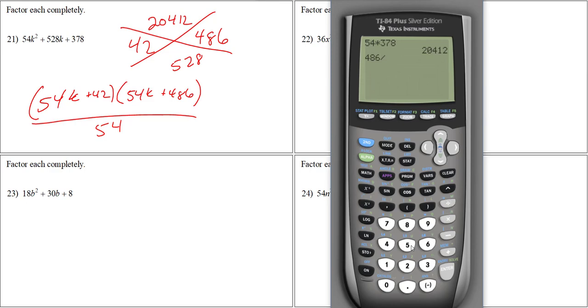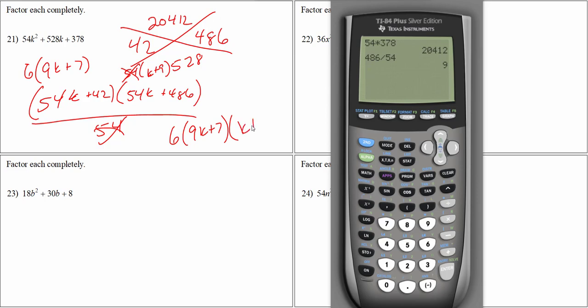So 486 divided by 54 equals 9, so that's great. So this 54 can be pulled out. I get K plus 9. 54 cancels with that 54. Then this 54 and 42, I can actually pull out a 6. I can pull out a 6, and I get 9K plus 7. So now what do I have left? I have the 6 out front because it can't cancel, with the 9K plus 7 times the K plus 9. There is your answer. That was a lot of work, I agree, because the number was huge. But again, shouldn't be that big of a deal with a calculator.